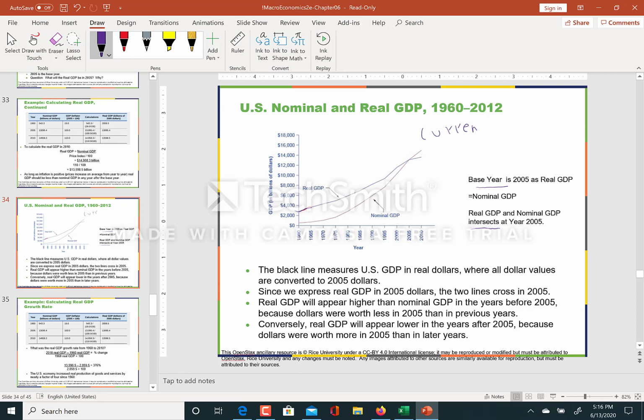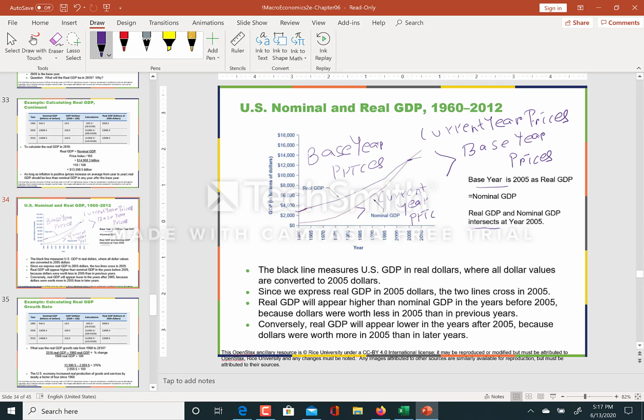This means the current year prices are, I'm just going to use this greater than sign, greater than base year prices. And to the left of this intersection point, I see the real is greater than nominal gross domestic product. So the real is calculated keeping the base year prices as fixed. So I'm going to make the conclusion here. To the left of the intersection point, base year prices are greater than current year prices, and only at this intersection point real is equal to nominal gross domestic product.